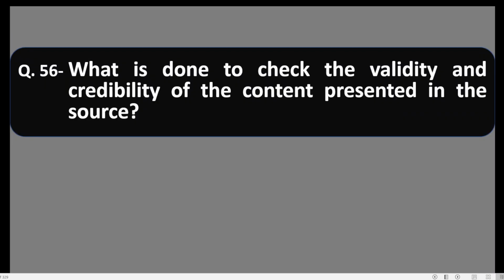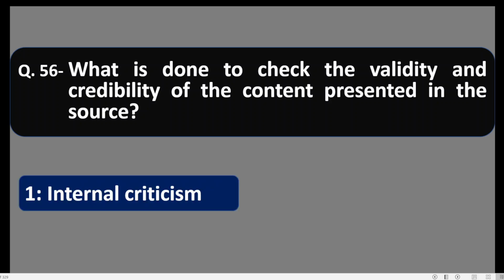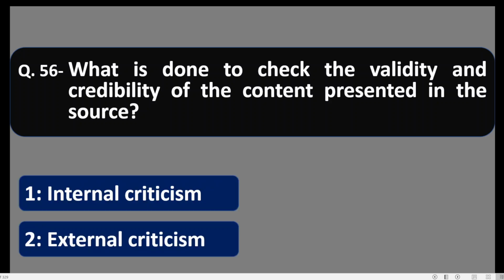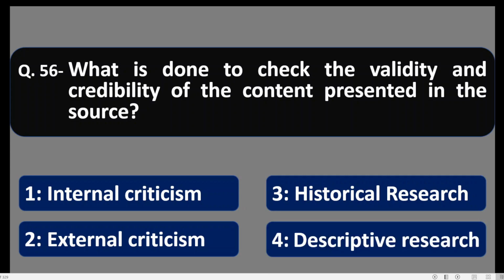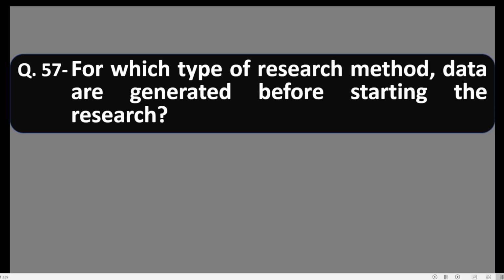What is done to check the validity and credibility of the content presented in the source, where documents are used for research purposes? Internal criticism, external criticism, historical research, descriptive research. Friends, to check the validity and credibility of the content presented in the source, internal criticism is done. Option 1 is correct.